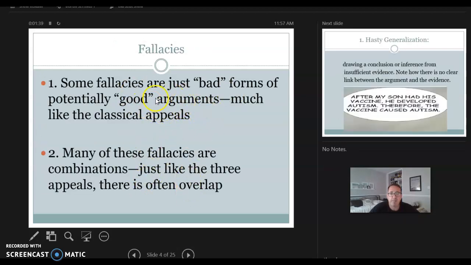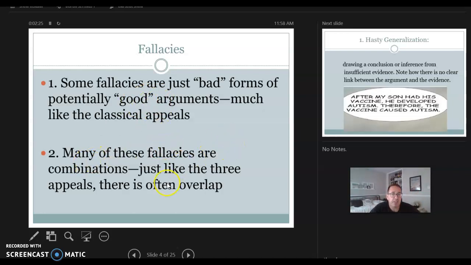Some fallacies are just bad forms of potentially good arguments. So it's like the classical appeals we've been talking about. There's pathos, which is effective and a good way to emotionally connect with the reader. And then there's pathos that is overly emotional and is meant to distract the reader. And then we'd call that a fallacy, right? So there's some fallacies, a good example is the slippery slope fallacy. There are good forms of a slippery slope argument, and there are fallacious versions of a slippery slope argument. So fallacy is just talking about that either intentional or unintentional slip into bad reasoning and bad persuasive techniques.